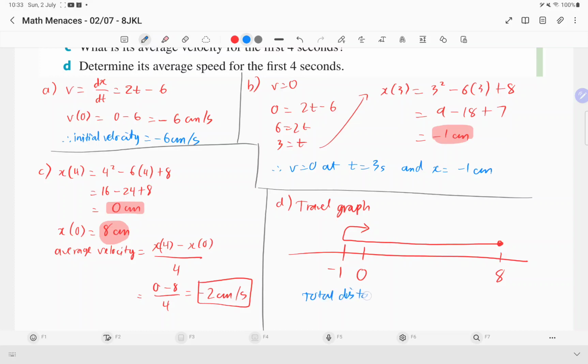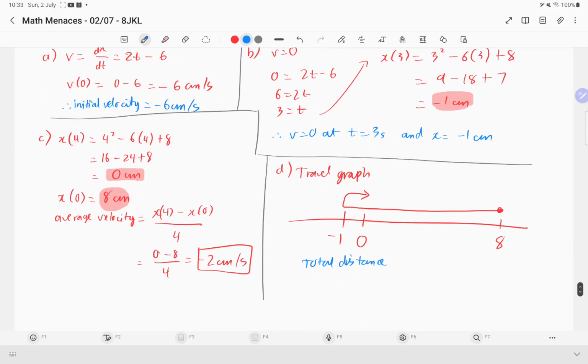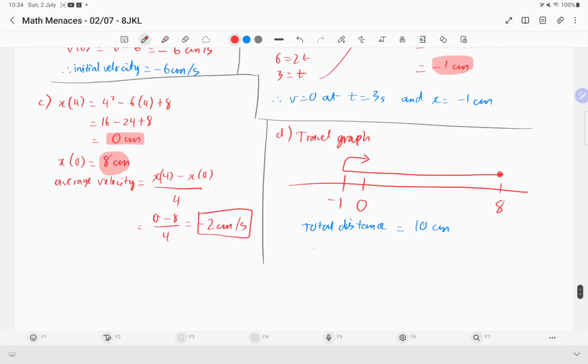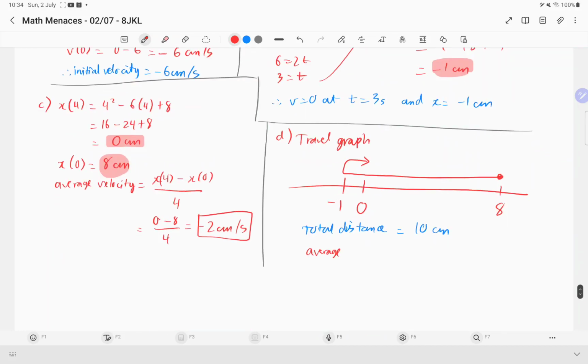What's 10 over 4, Koi? You can calculate that one. It's like 2 point something. 2.1. 2.5? 2.5. Okay, if you're done with that, question 2.